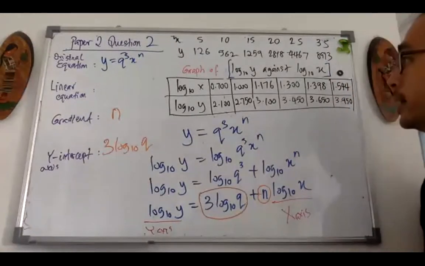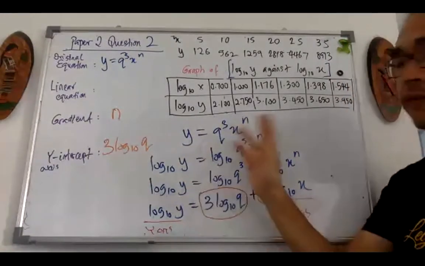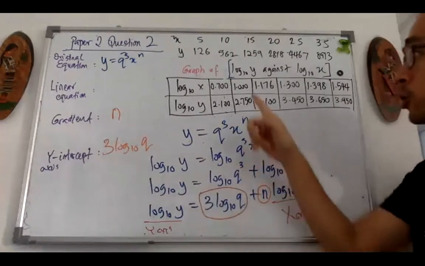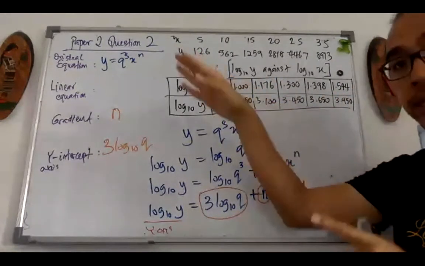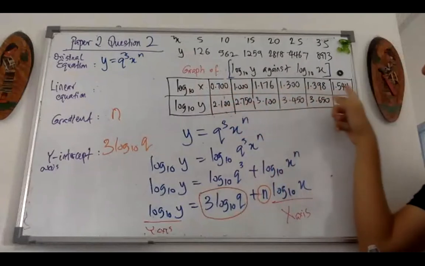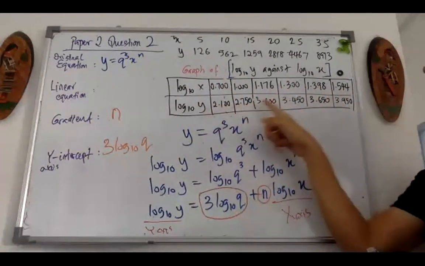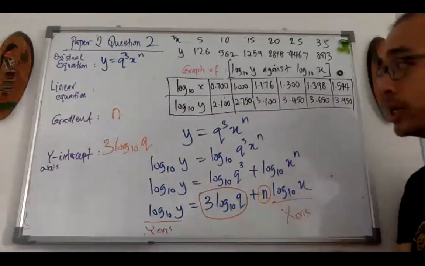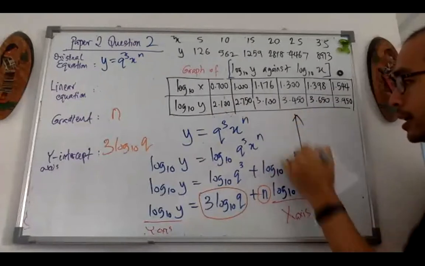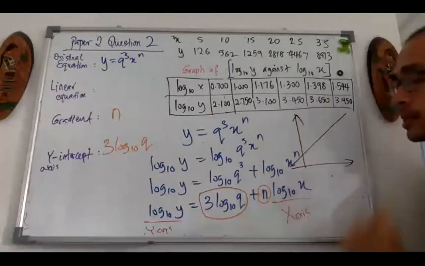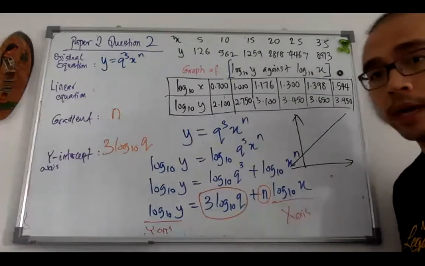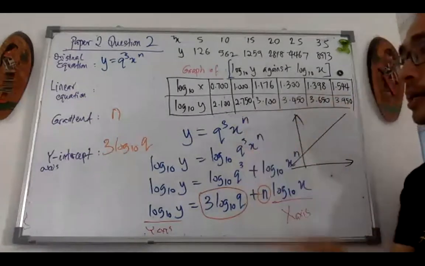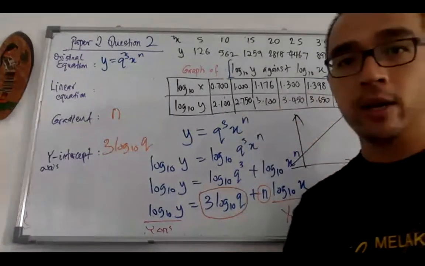For those of you who are already drawing, you should be expecting an increasing graph, because you notice log x becomes bigger, log y is also increasing. So you are expecting a graph that looks like this. Try to draw the graph first, and then we'll come back in a while.